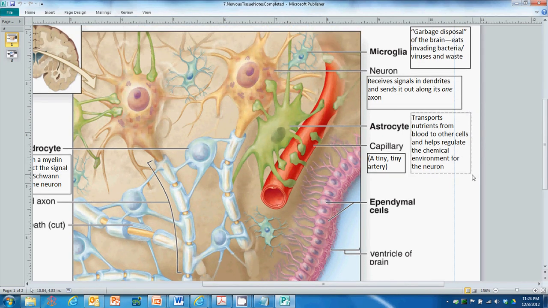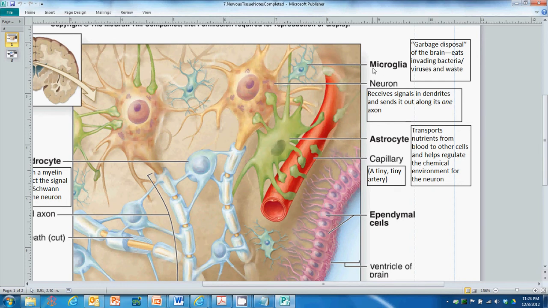The last one, the tiny one, is a microglia. This tiny cell is the garbage disposal of the brain. It is going to be responsible for cleaning up bacteria and viruses, fighting any diseases, eating garbage. That is the microglia. Microglia is the garbage disposal.